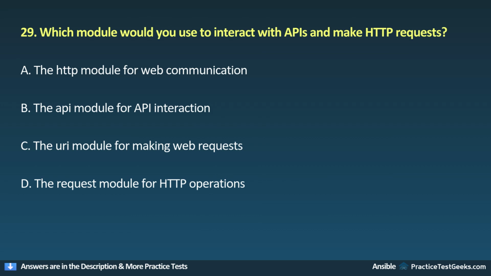29. Which module would you use to interact with APIs and make HTTP requests? A. The HTTP module for web communication. B. The API module for API interaction. C. The URI module for making web requests. D. The request module for HTTP operations.